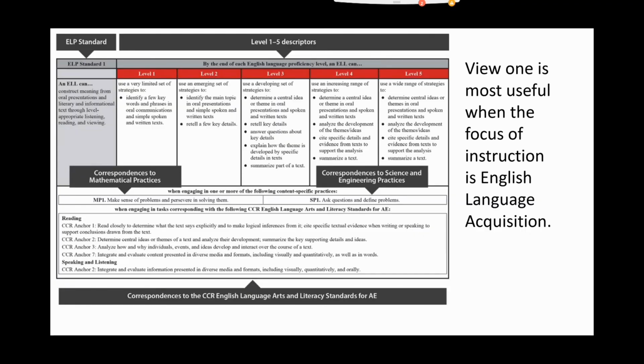When you get into the booklet, the actual ELP Standards book, there's 2 different views that are presented when you get into the level descriptors. This is an example of view 1, and the design behind view 1 was when your focus is English language acquisition instruction. So you start with the ELP standard, you have your level 1 through 5 descriptors there, and your correspondences to the college and career readiness standards, both in the mathematical practices and the English language arts, are listed below as a reference.